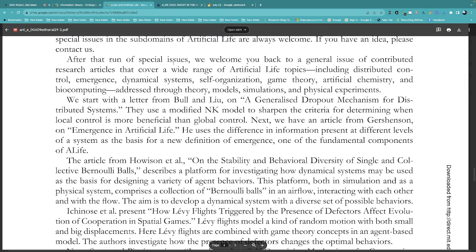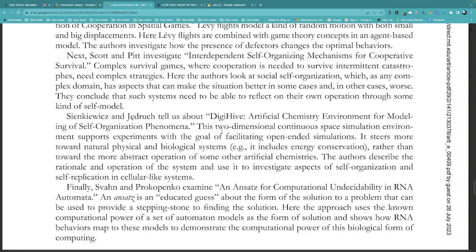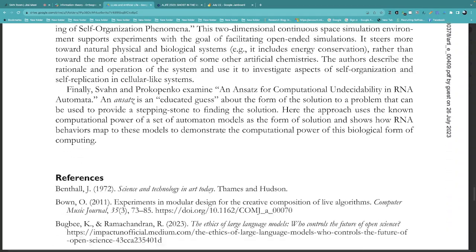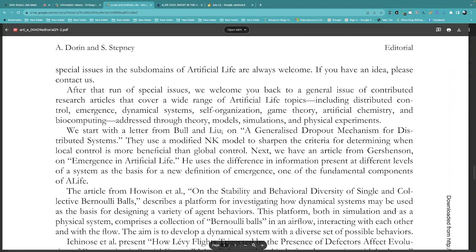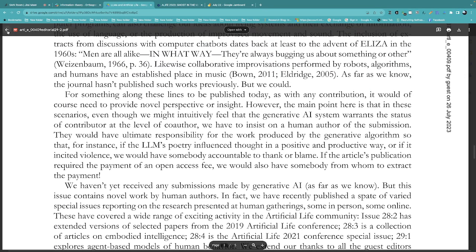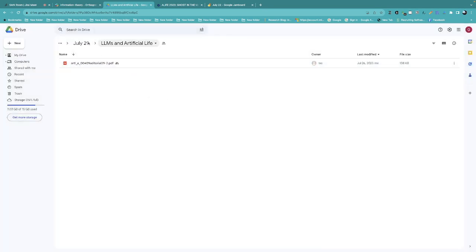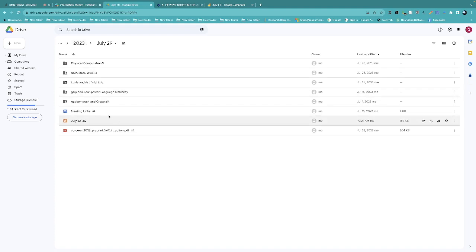So after that run of special issues, we welcome you back to a general issue of contributed research articles. This is a set of articles here they talk about, and that's the end of the paper. So that's kind of like an editorial, but I thought that was interesting.